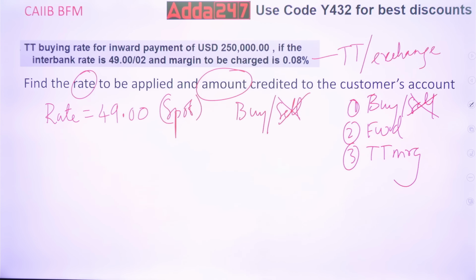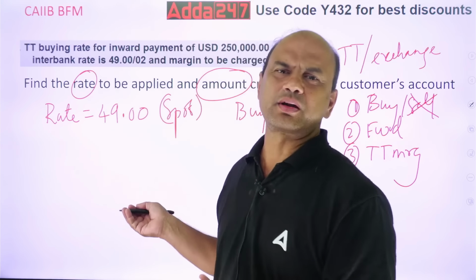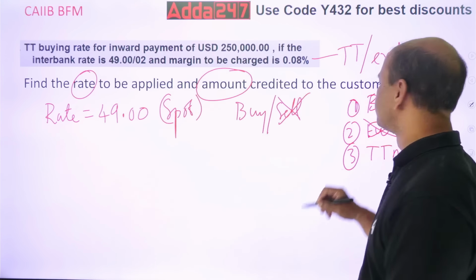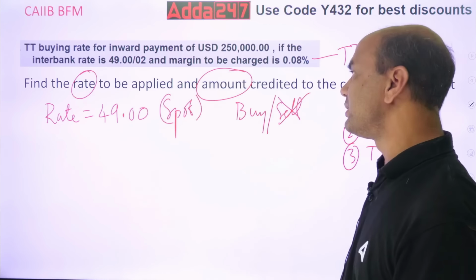Which one? Forward rate. There is no forward rate over here. No forward. It's a spot transaction. Spot means there is no forward. Cancel this forward. There is no forward rate. Now TT margin. TT margin is there.